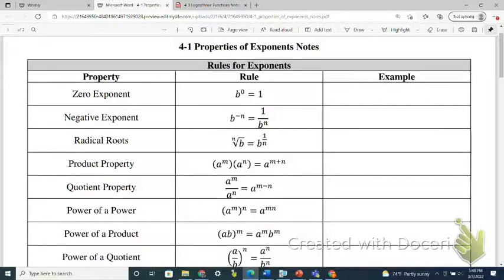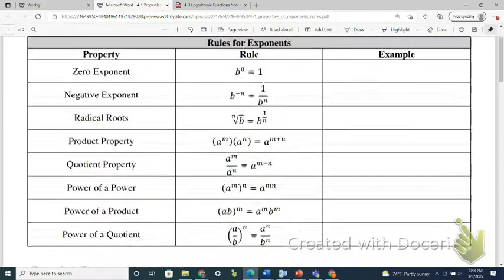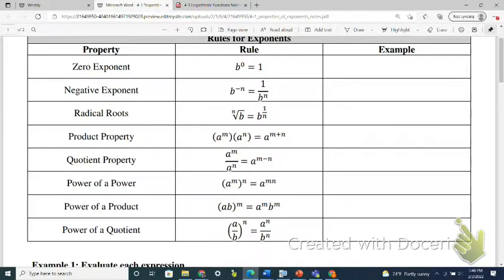Good morning. Today we are going to do 4-1 properties of exponents. We are going to start off with the zero exponent property, which says any number raised to the zero power is always 1. So whether it's b to the 0 power, 6 to the 0 power, 1 million to the 0 power, doesn't matter. Anything to the 0 power is 1.